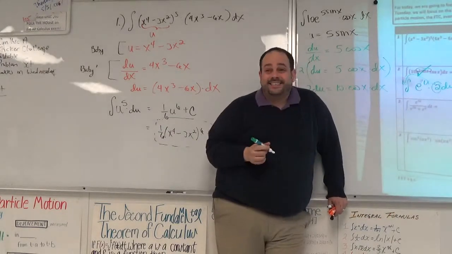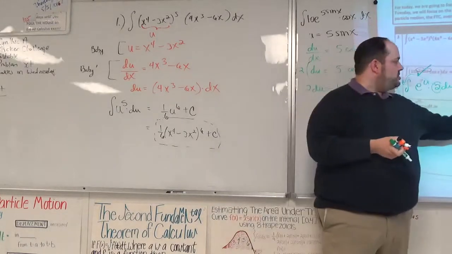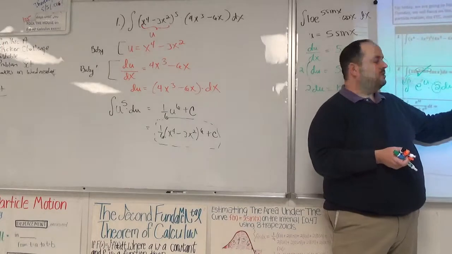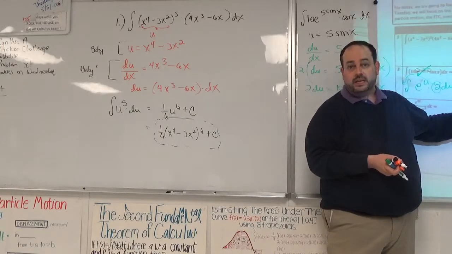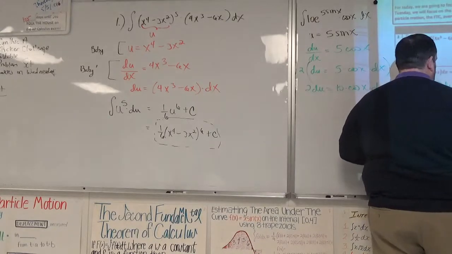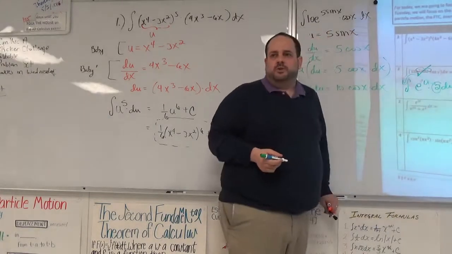And I bet some of you are seeing it now. This should be an answer that you know right away: the antiderivative of e to the u. What would have e to the u as its derivative? E to the u. So your answer is going to be 2 e to the u plus c, almost.